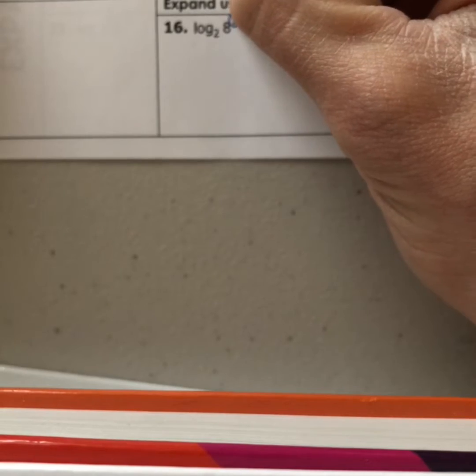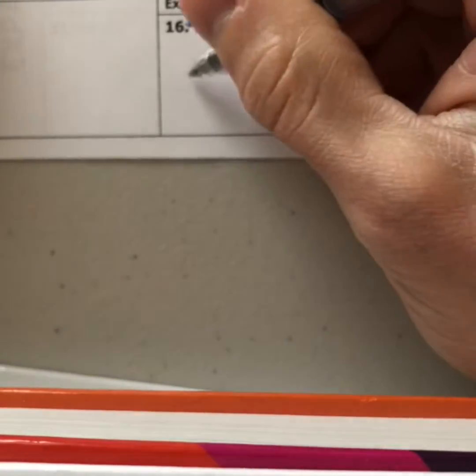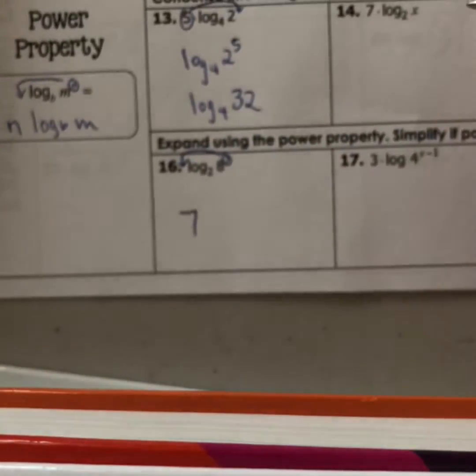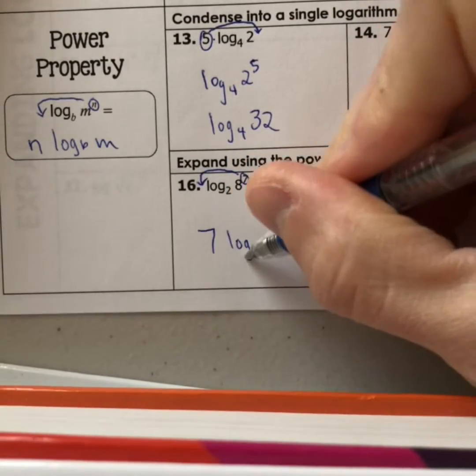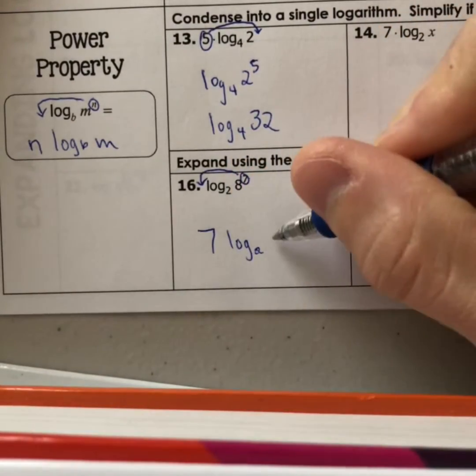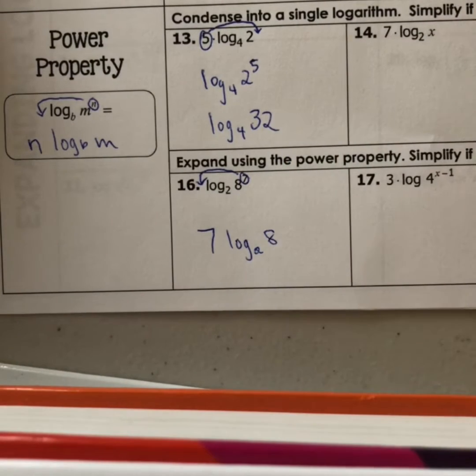All right, and then down here, expand using the power property. Well, now this exponent of 7 is already up there. We're going to bring that out in front of the log base 2. So it's going to be 7 times log base 2 of 8. All right, and that would be it. So that property is not too bad.